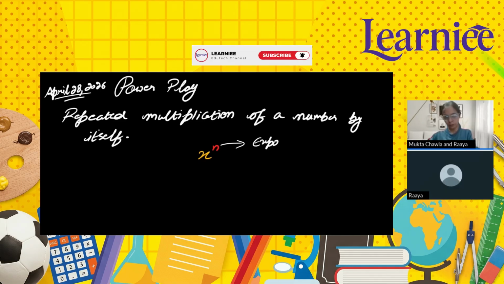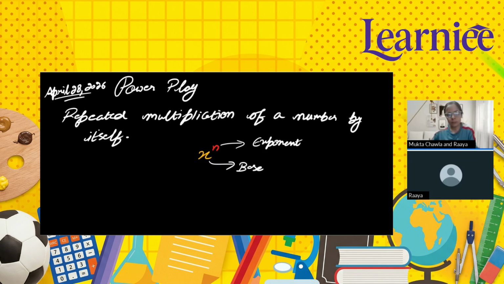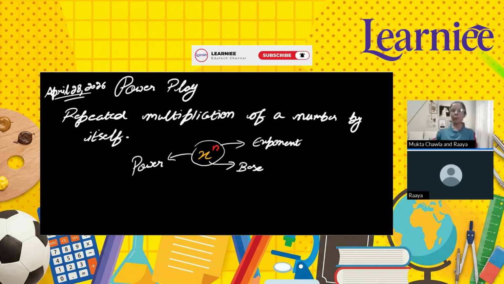Exponent, you can say. Or you can say index or indices. So this will be called exponent. This x would be your base. And the whole expression, or the resultant value, that would be your power. Got it? Understood? And now the question is, how do we check the power play of any number? By folding the paper. That we will be discussing later.